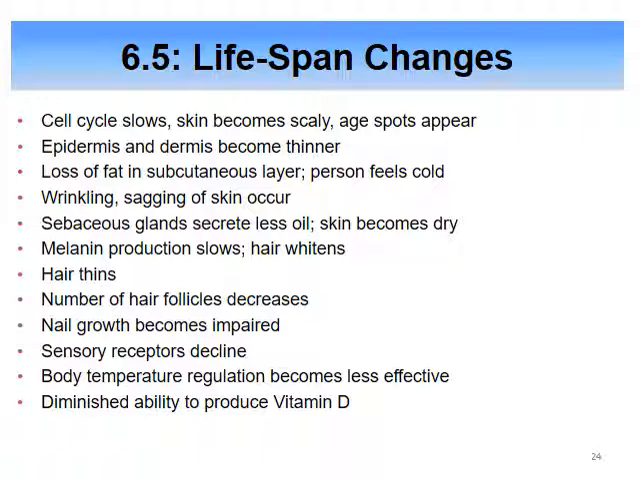Okay, then our book, at the end of basically every chapter, talks about what happens as we get older. So it says here the cell cycle slows, skin becomes scaly, age spots appear, our skin layers become thinner, fat, even though I know we do gain weight as we get older, but in that subcutaneous, which is the same thing as the hypodermis, a little bit of fat is lost. Wrinkling occurs, sagging of skin, less oil is released from the sebaceous glands, melanin production slows, hair whitens. But yeah, so all kinds of depressing things about getting older.